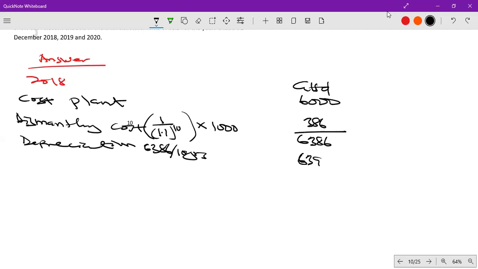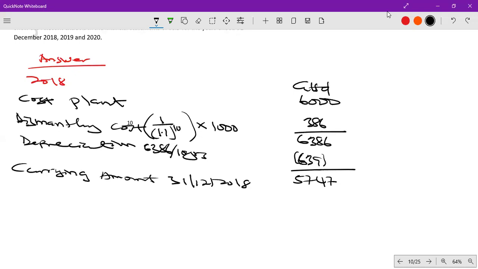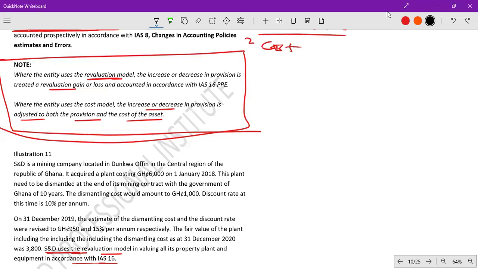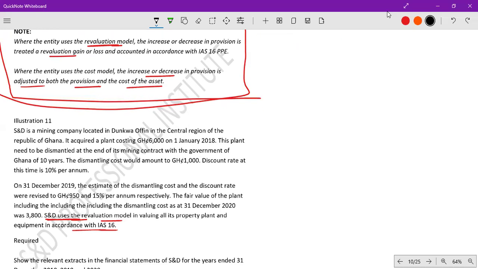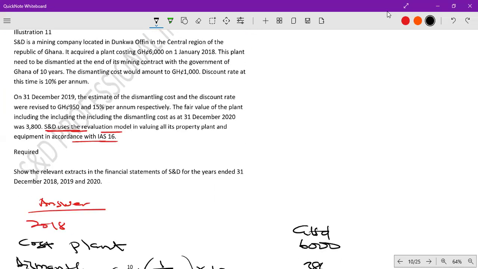Okay. So after charging the depreciation, what will be the carrying amount at the end of 2018? 5747. 5747. So this will be the carrying amount as at 31st December 2018. Please let us find out when the reassessment was made. So 2019. So we need to charge the depreciation for 2019 as well. Do we all agree? Yes, sir.